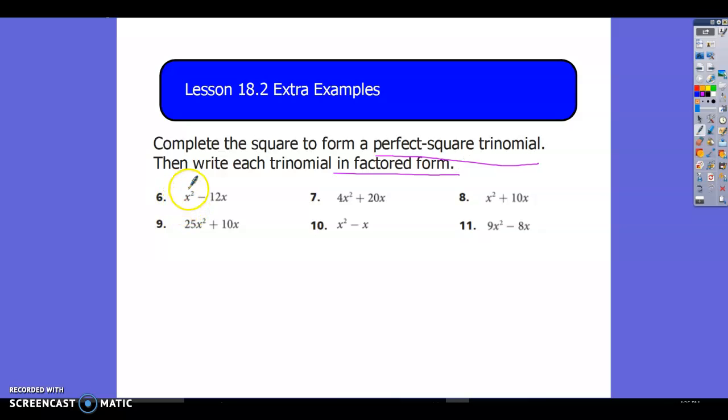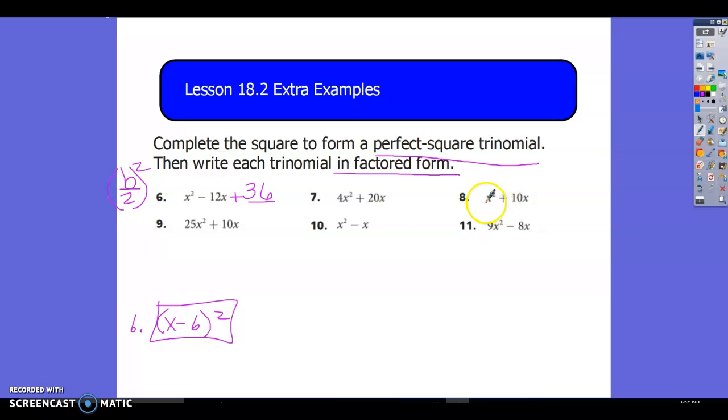All right, so the first one says x squared minus 12x, and then we want to complete the square. So what goes in this blank to make it a perfect square trinomial? Remember, we have to do half of b and then square it. Negative 12 divided by 2 is negative 6. Negative 6 squared is 36. So factored form for number 6 would be x minus 6 squared.